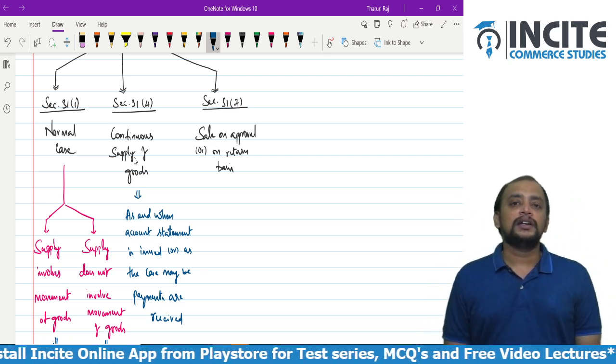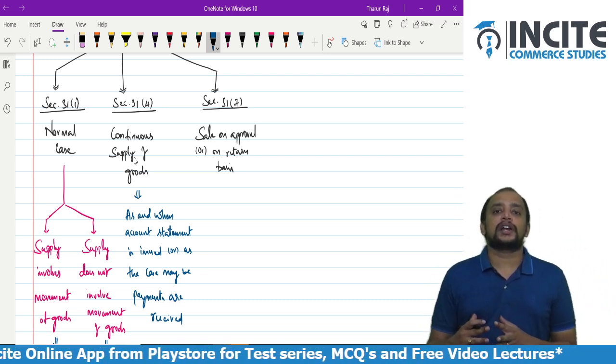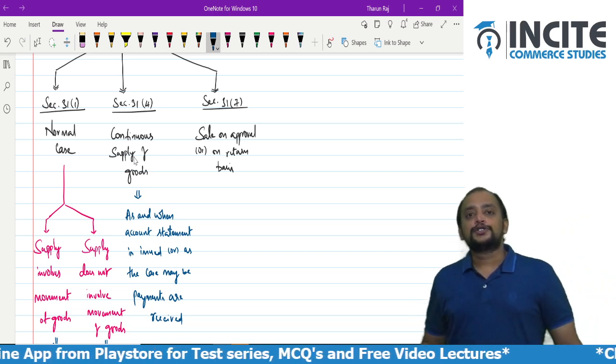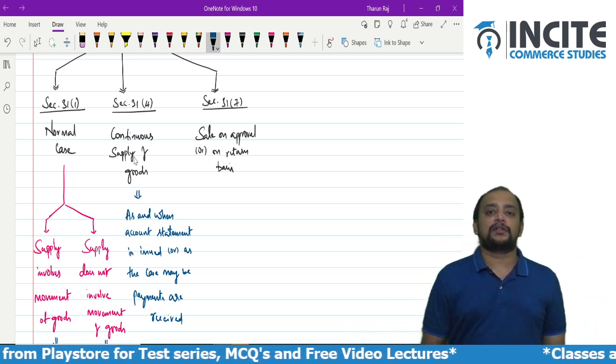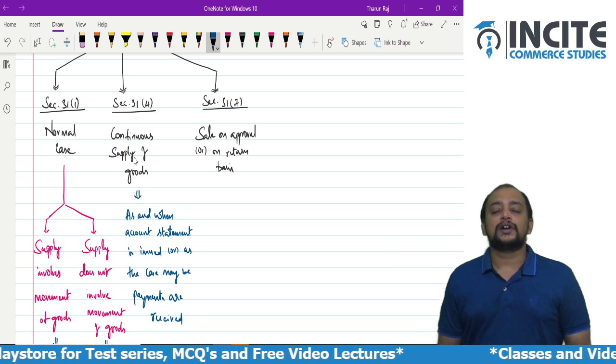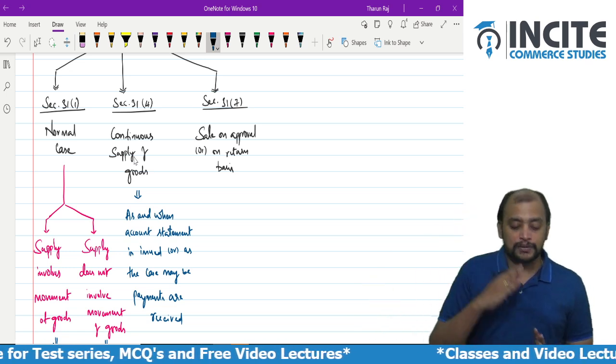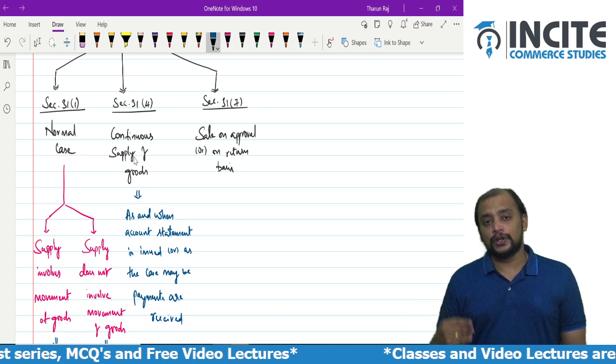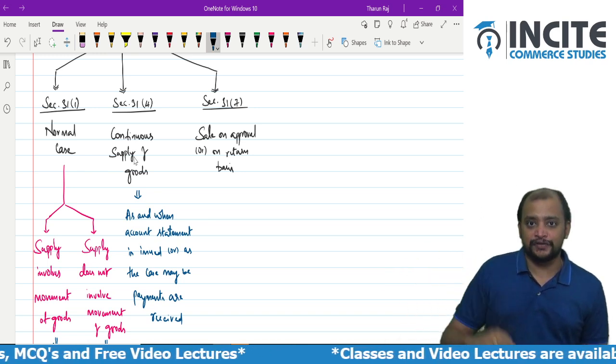What does it mean? In our example of the restaurant and the provision store, the provision store will be giving an account statement once in 15 days. As and when the provision store gives the account statement, that date should be taken as the due date of issuance of invoice.